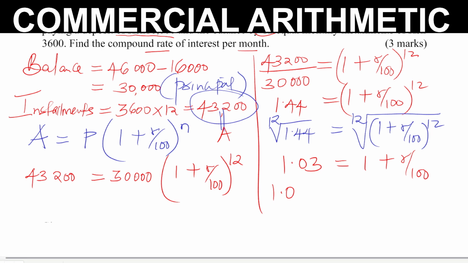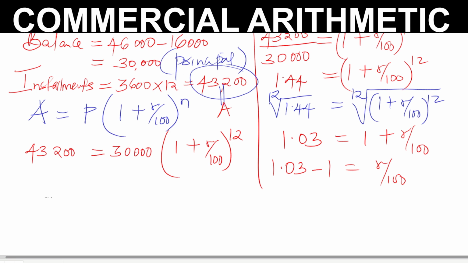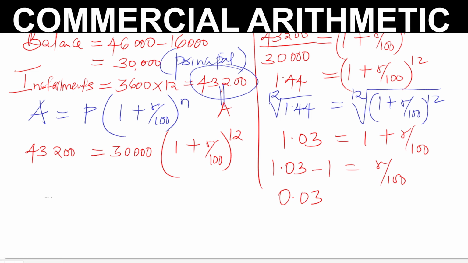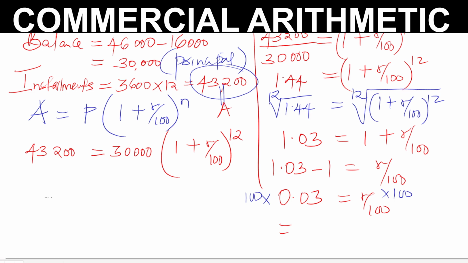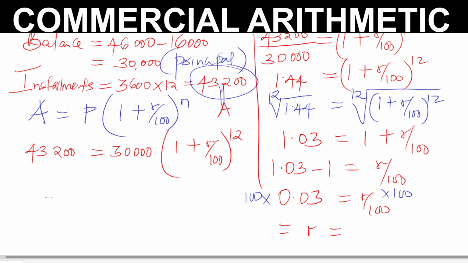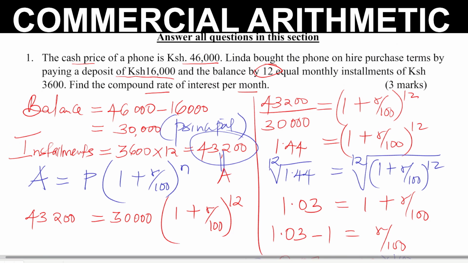So 1.03 minus 1, subtract 1 from both sides. That is what I've done. This is what you get. So this will give 0.03 is equals to r over 100. And you want to get r, so multiply both sides by 100. This will give r to be 3%. So 3% is the rate of interest. And that is how you're supposed to solve that question.